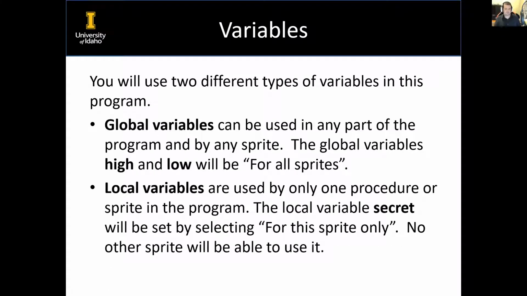In this program, we're going to be using two types of variables. We're going to be using what are called global variables. These can be used at any part of the program by any sprite. These are utilized a lot in any type of coding situation. Global variables typically are things that don't really change because everything can access it and look at it and could potentially change it. So global variables are used a lot, but you should be careful with how much you use them in other programming languages.